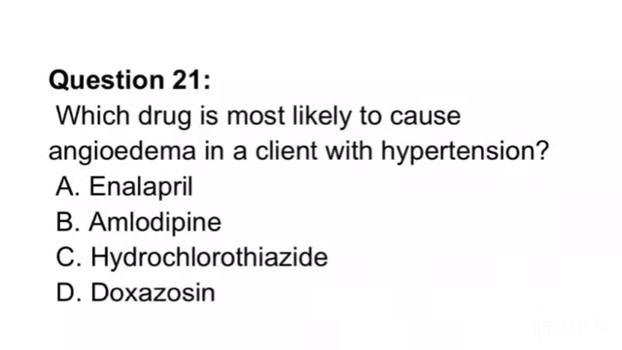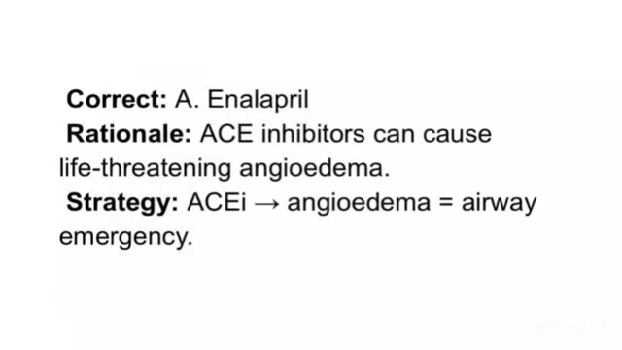Question 21. Which drug is most likely to cause angioedema in a client with hypertension? A. Enalapril. B. Amlodipine. C. Hydrochlorothiazide. D. Doxazosin. Correct: A, enalapril. Rationale: ACE inhibitors can cause life-threatening angioedema. Strategy: ACEI angioedema equals airway emergency.